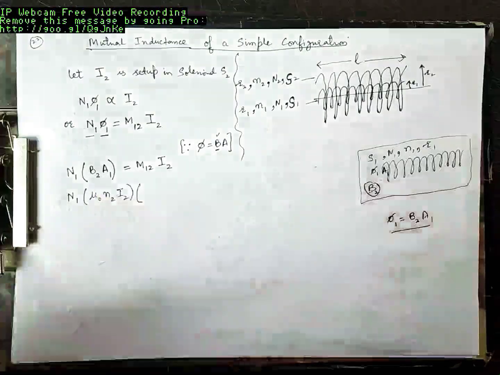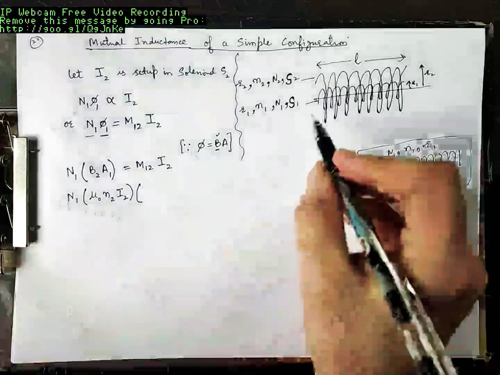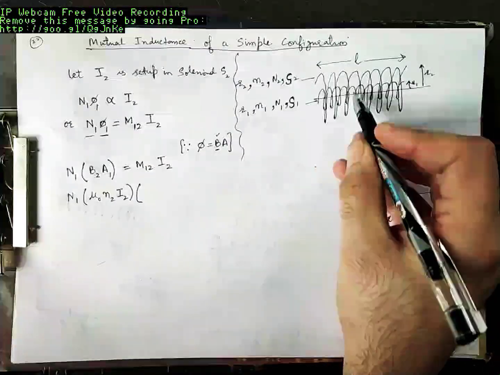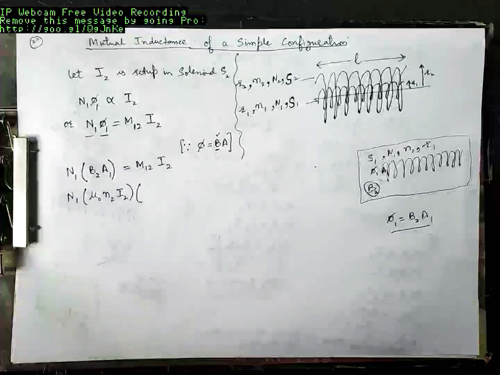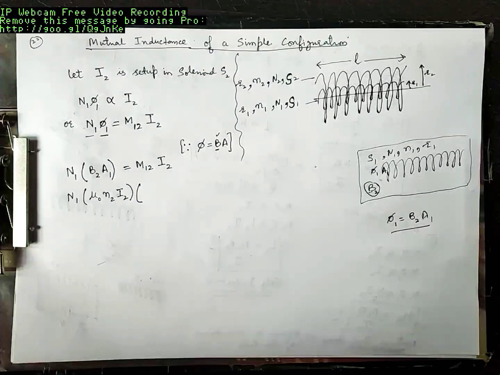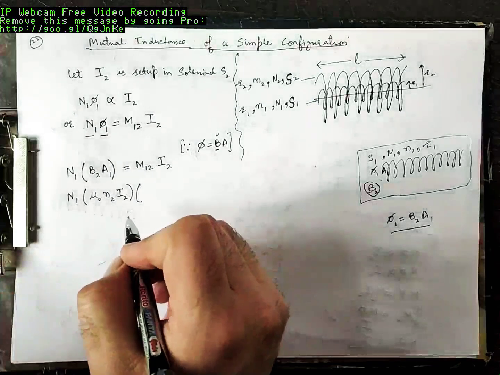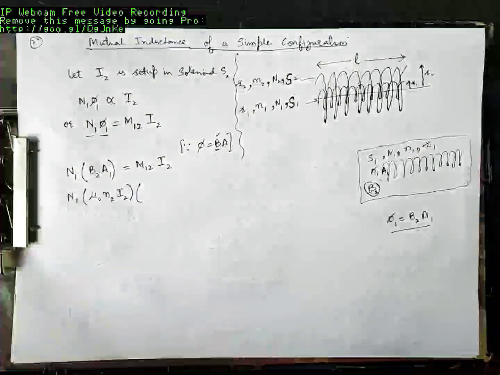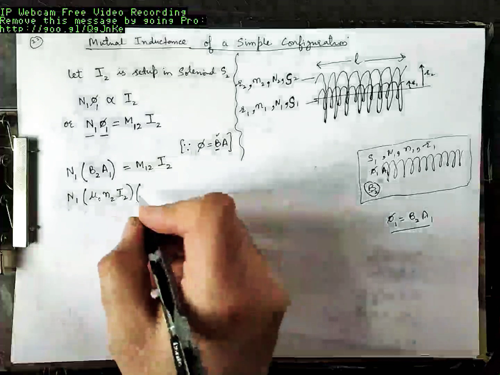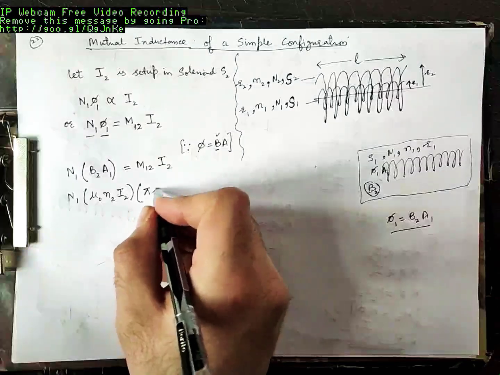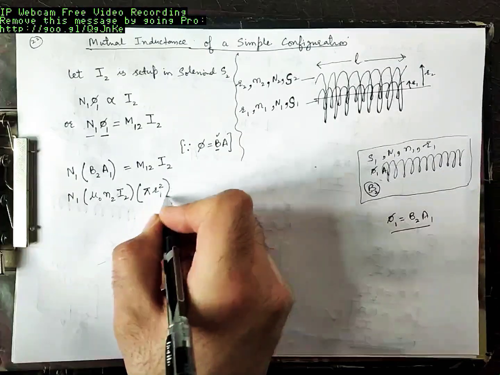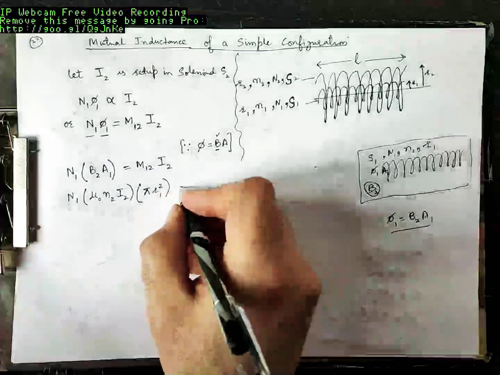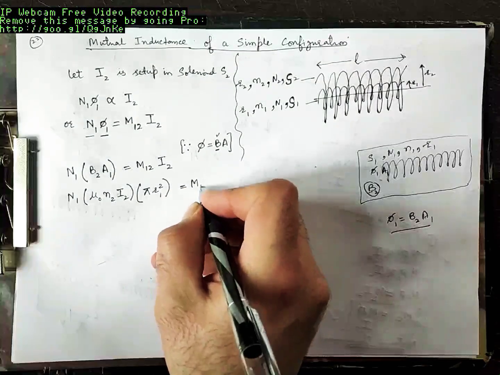Then A1, that is area of the smaller coil through which we want to calculate the flux. The flux through this coil, the area A2 of solenoid S1, is pi R1 square, will be equal to M12 into I2.